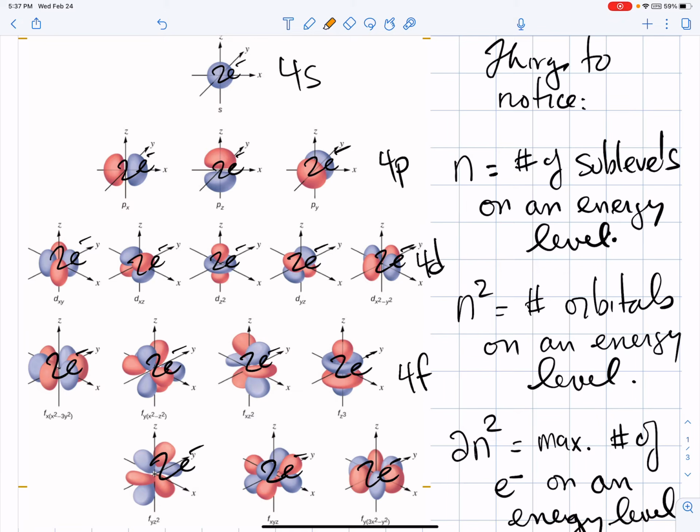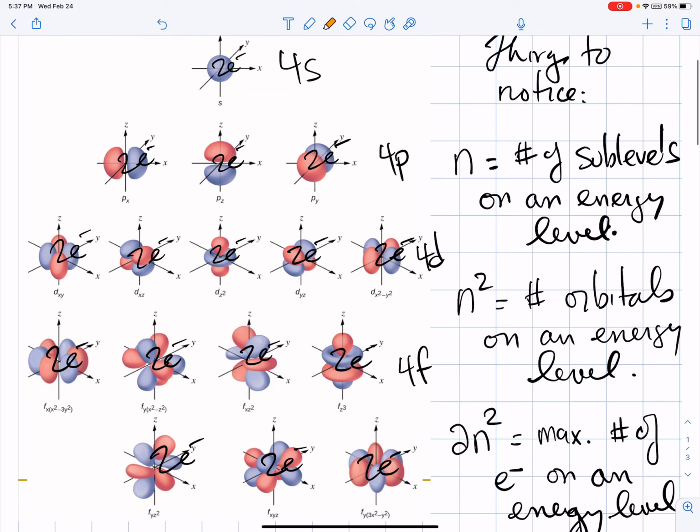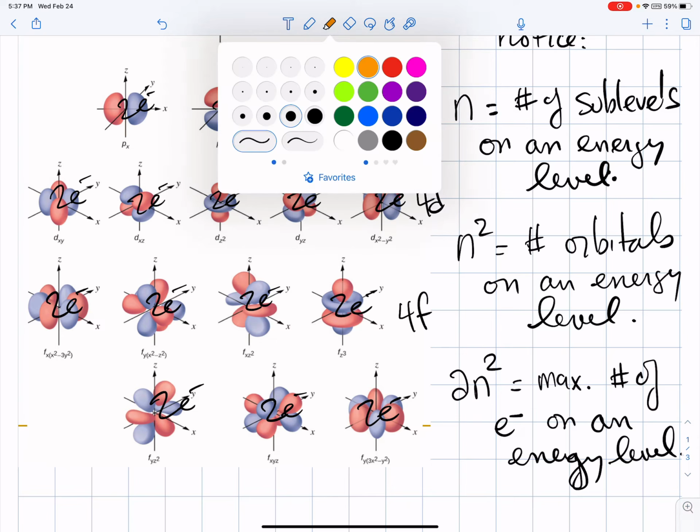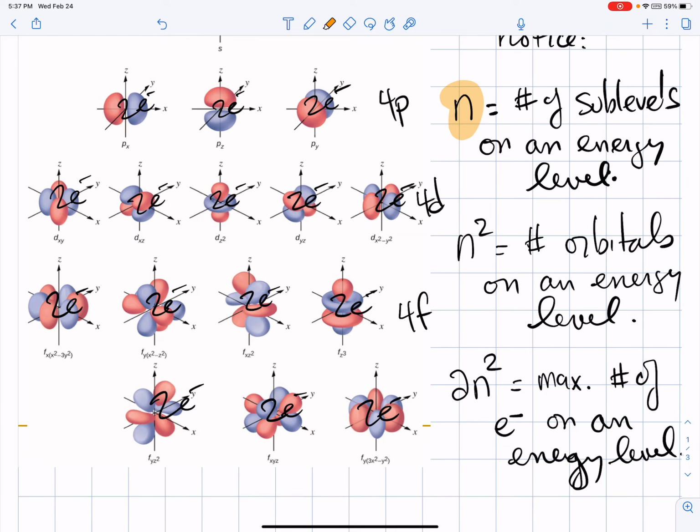So then just some quick things to notice. If you didn't write these down in class, you're going to want to write them now. So the letter N in this new model of the atom, we know it represents the energy level of the electron. So N tells you the energy level that you're talking about, level 1, level 2, level 3, etc. But N also tells us the number of sublevels that are on an energy level. So pause and write that down if you haven't got it already.